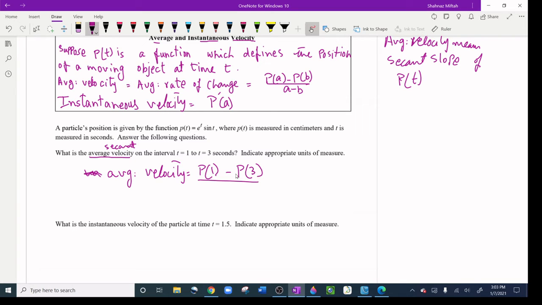We are taking average velocity of the position, 1 minus 3. Plug 1 into this equation, use a calculator. Plug in 3, use a calculator. Plug it into the original equation, and 1 minus 3, you subtract. Plug it in the calculator, you're going to get 0.274. What are the units? Since the units are centimeters and t is measured in seconds, it's going to be centimeters per second. That's for that.